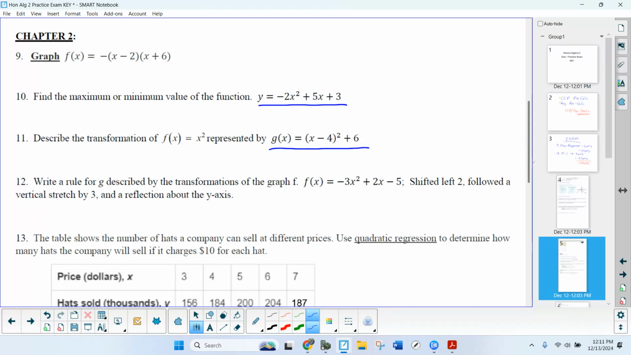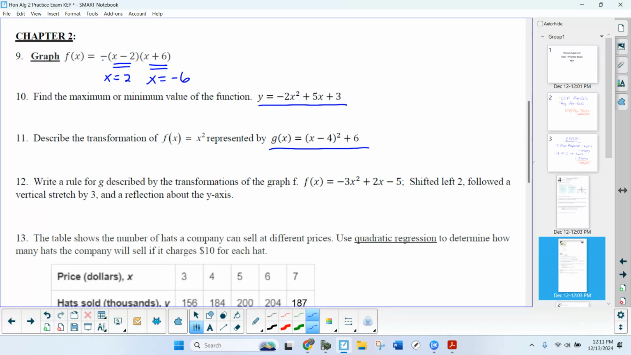The form for number 9 is one we don't use very often, but it was called intercept form. Do you remember intercept form? You had to look it up. Okay, so it opens down. So what's this x-intercept or zero? 2. What's this x-intercept or zero?